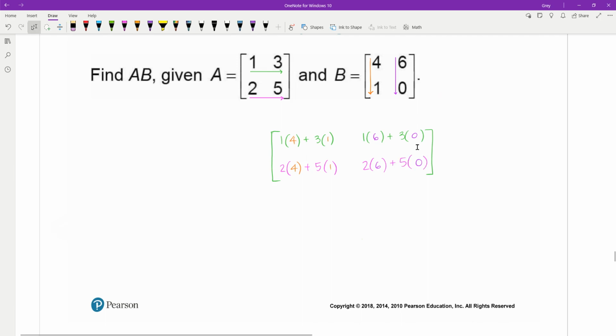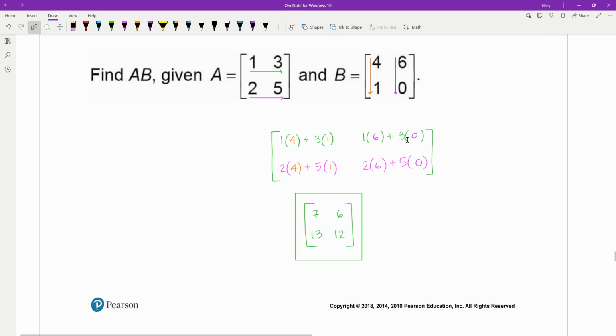So to me, showing your work is either writing all this out, which you can, or you can just write these products. So you could just write 4 plus 3 and then 6 plus 0. Either one of those, and I think I might do that on a future one, is an acceptable way to show your work. Okay? So let's go from there, and we're going to have 4 plus 3, which is 7. 6 plus 0 is 6. 8 plus 5 is 13, and 12 plus 0 is 12. So you do learn to love zeros in matrices.